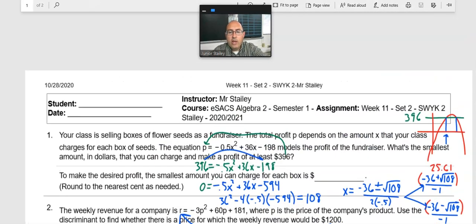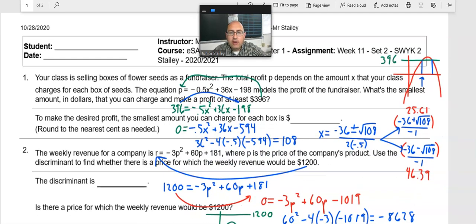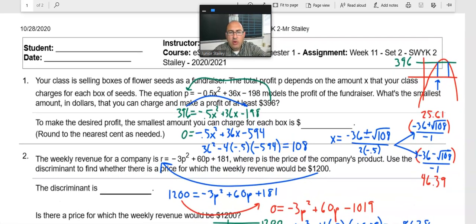And we're talking week 11, set 2, SWYK 2, more quadratic formula stuff, but this time we're dealing with story problems. I know, your favorite. So you're selling boxes of flower seeds as a fundraiser. I know, it's exciting stuff. You better sell a lot of them, or they better be really expensive.